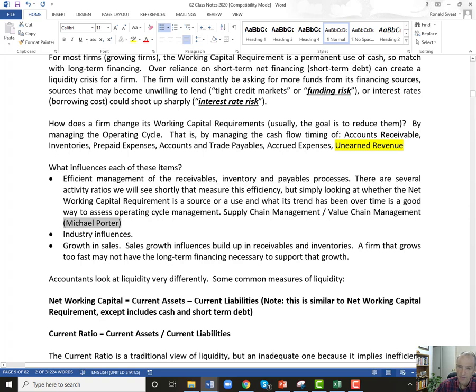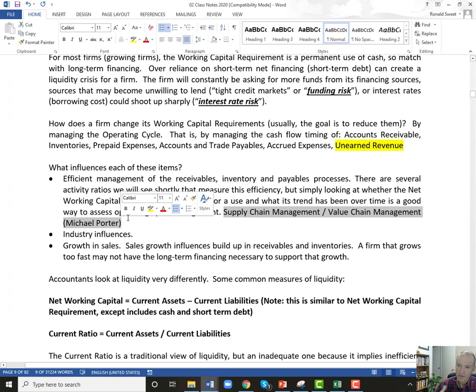You may have heard of his Porter 5 Forces, and we'll talk about some of those maybe in this class a little bit, not much. You'll get that more in your management classes. But these are the kind of things that he writes about. Supply chain management is a little bit different than value chain management, but certainly is part of it. So if you're a management major, this is going to be major to what you do.